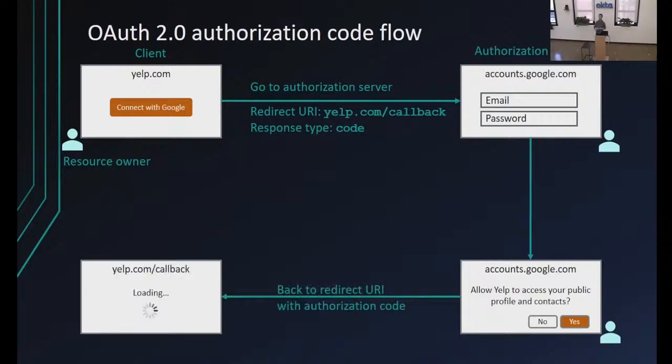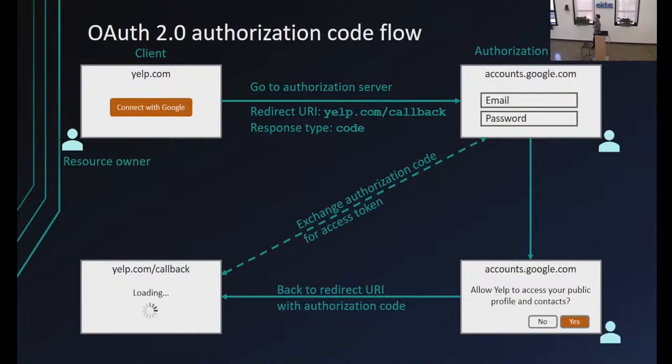Now, the client actually can't do a whole lot with that authorization code. In fact, there's only one thing that the client can do at all with the authorization code, which is to go back to the authorization server one more time and say, hey, you just sent me this authorization code. What I really want is an access token. I can't really do anything with this code, but I want an access token. Can I exchange this code for an access token?